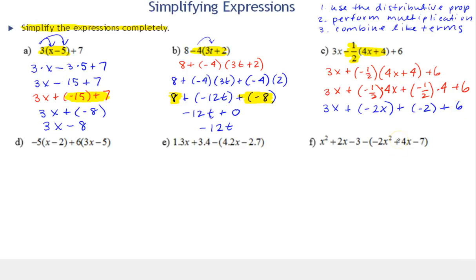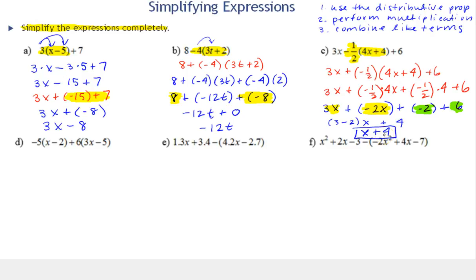Now we've performed all the multiplication, let's combine like terms. 3x and negative 2x are like terms, and the constants are like terms. So 3x plus negative 2x, well that is 3 minus 2 times x. And negative 2 plus 6 is 4. Well, 3 minus 2 is just 1, and we write 1x just as x. So our final result is x plus 4. I'm just going to put that in a box down here.